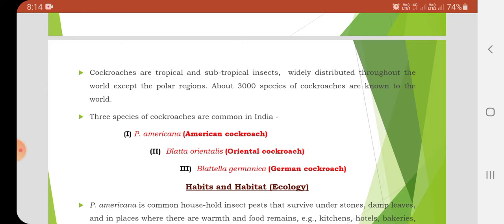Cockroaches are tropical and subtropical insects widely distributed throughout the world except the polar regions. About 3,000 species of cockroaches are known in the world, but in India, three species are common. First is Periplaneta americana, commonly called the American cockroach. Second is Blatta orientalis, commonly called the Oriental cockroach. And third is Blattella germanica, commonly called the German cockroach.